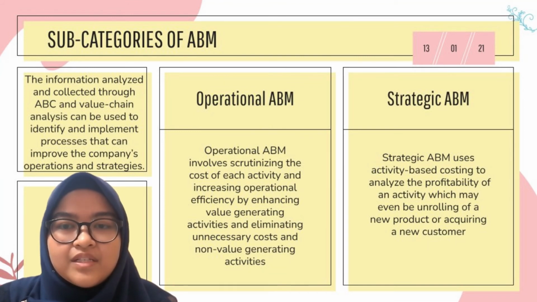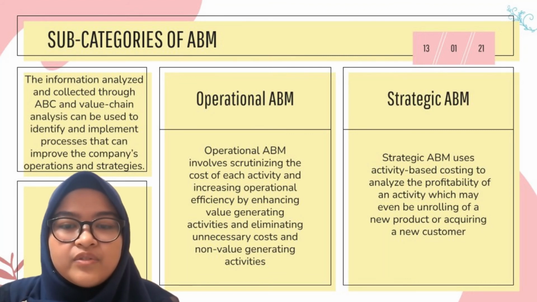It allows managers to identify anomalies in the costing process and investigate accordingly. Activities that do not generate adequate value can be ceased, and resources can be allocated to other activities, leading to higher efficiency. For strategic ABM, it uses activity-based costing to analyze the profitability of an activity, which may even be the rolling out of a new product or acquiring a new customer. It allows the company to obtain a strategic picture of which products and customers to develop and pursue in order to boost sales and profitability.